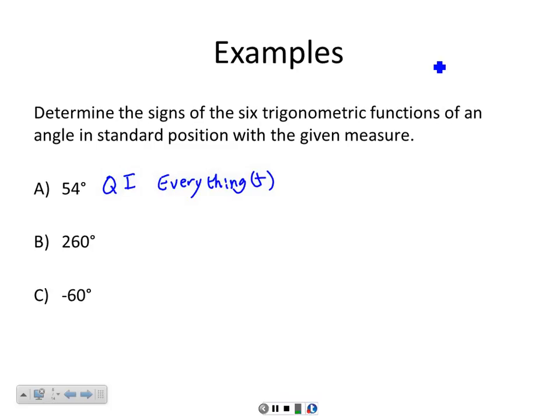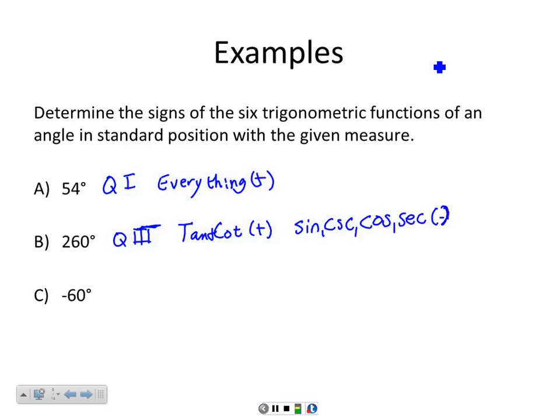260 degrees. 260 degrees is going to be in quadrant 3. So in quadrant 3, remember A SMART trig class, so trig would be T, so tangent and cotangent are positive, and everything else is negative. So sine, cosecant, cosine, and secant, they're going to be negative.